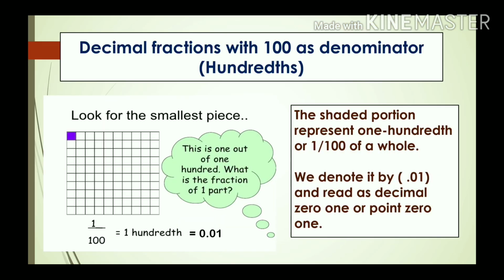Now students, you need to remember a decimal fraction with 10 as denominator has one digit after the decimal point. Now decimal fractions with 100 as the denominator, which is hundredths. Look at the smallest piece. This one is out of 100. So what is the fraction of one part? The shaded portion represents 1/100th or 1 by 100 of a whole, and we denote it by 0.01 and read it as decimal 01 or 0.01.